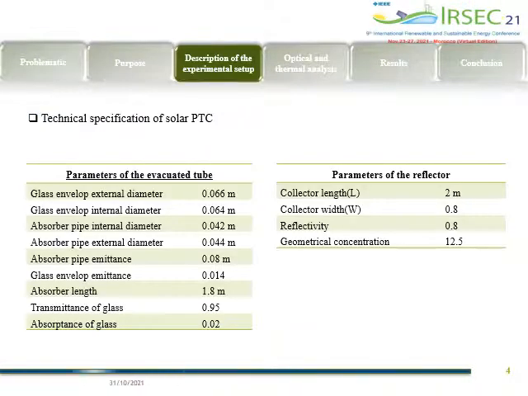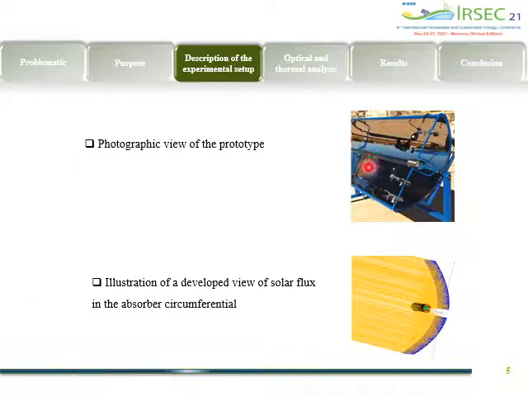This table presents the technical specification of the prototype. The simulated parabolic trough collector prototype consists of a 2 square meter reflector area and a 12.5 geometrical concentration coefficient. This figure presents a photographic view of the prototype, and this second one presents an illustration of a developed view of solar flux in the absorber circumferential.